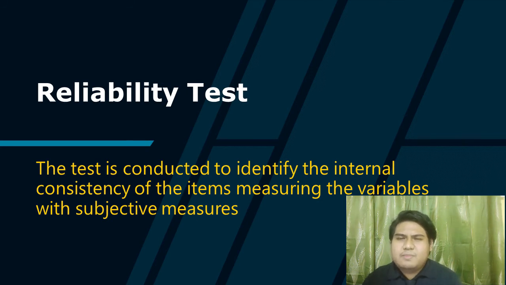Lastly, the reliability test is conducted to identify the independent variable, instructor behavior. The Cronbach alpha is 0.845, which is a good level of internal consistency. Therefore, the items used to measure the variable are considered reliable. Next, we go to the next slide.